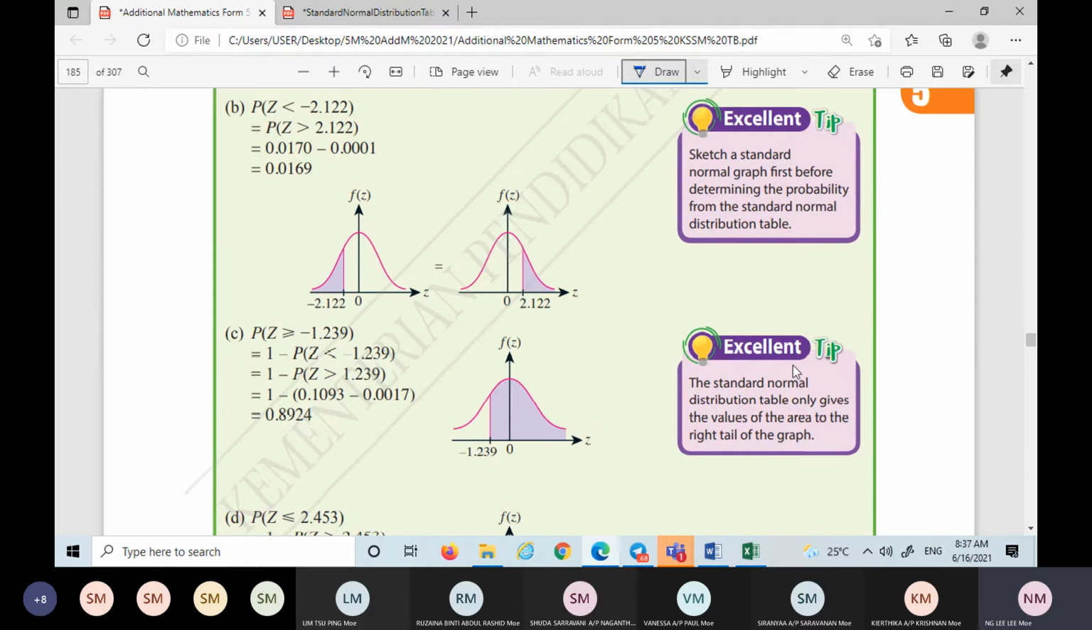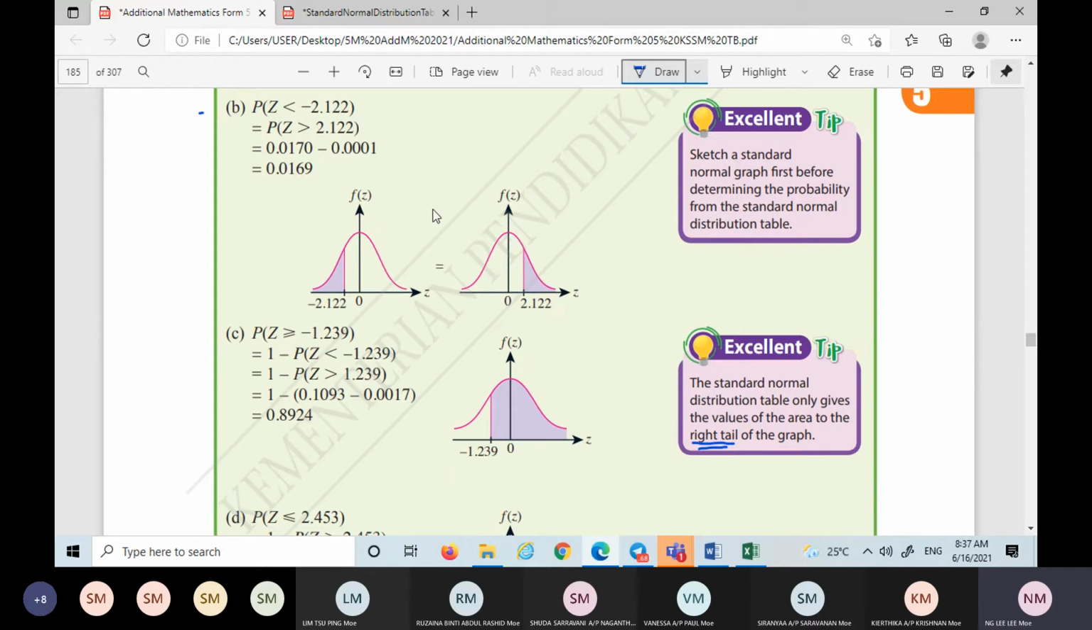Number 2 here. The standard normal distribution table only gives the value of the area to the right tail of the graph. This one I mentioned already. It's on the right hand side, starting from the line that you draw. For example, this is the line you draw, and it's on the right hand side. This one we call the right tail. So we look at B.